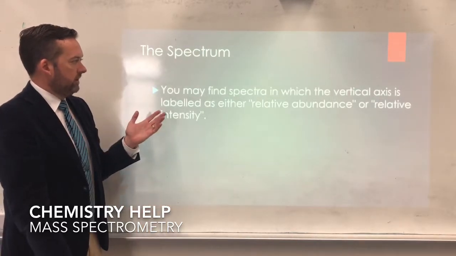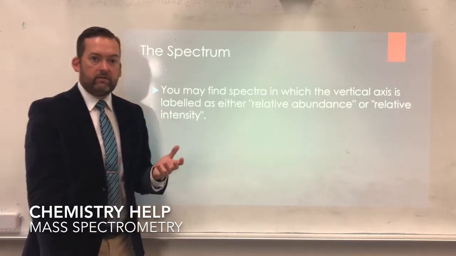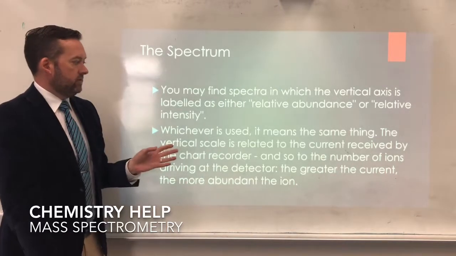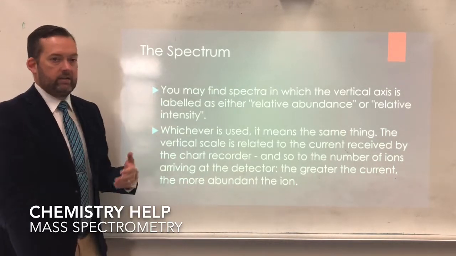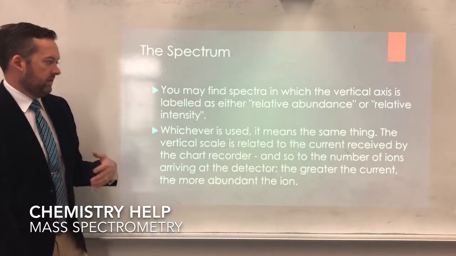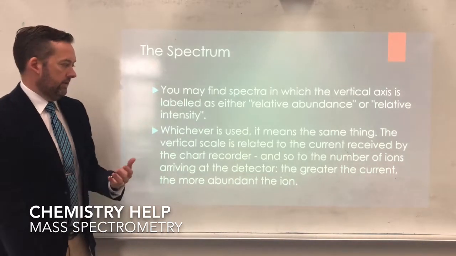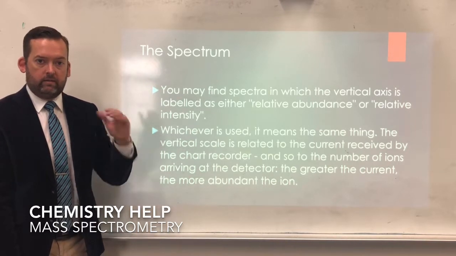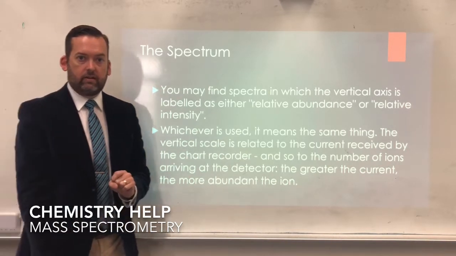You might find spectra in which the vertical axis is labelled relative abundance or relative intensity. Both mean the same thing. Whichever is used, the vertical scale is related to the current, as I previously said, in the chart recorder. So that's the number of ions arriving at the detector. The greater the current, the greater the size of the stick on the stick diagram.